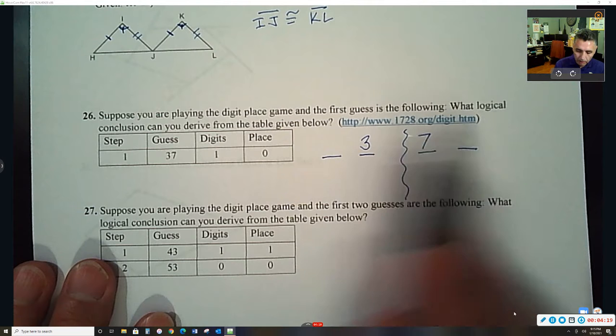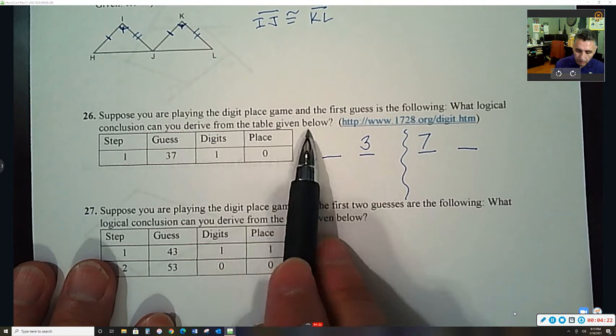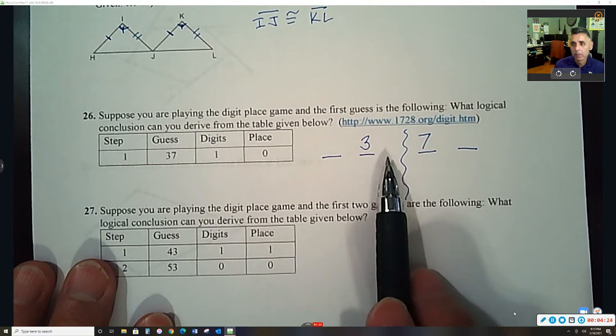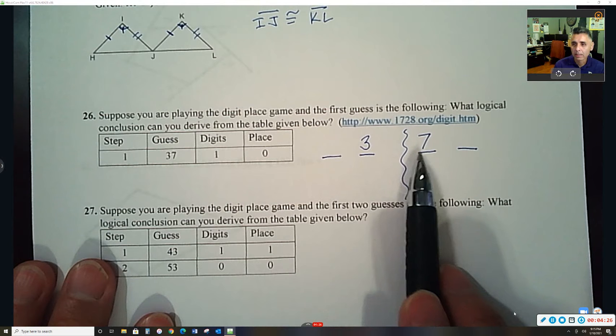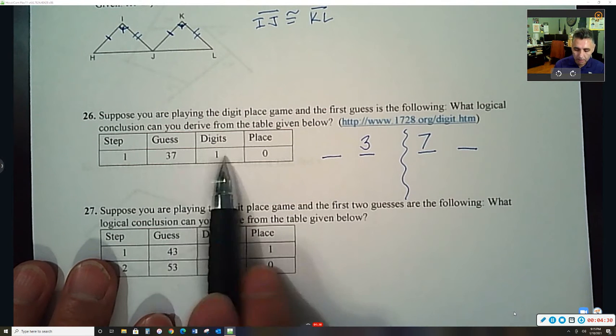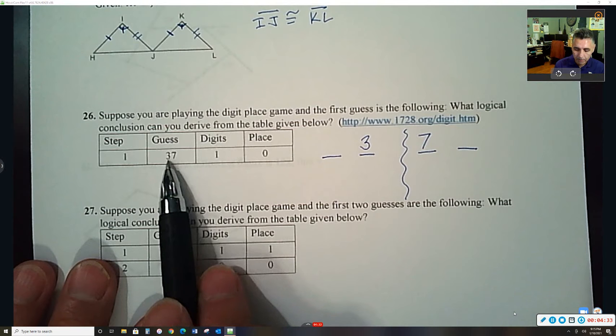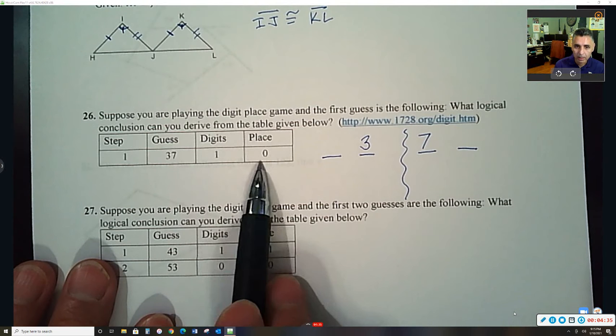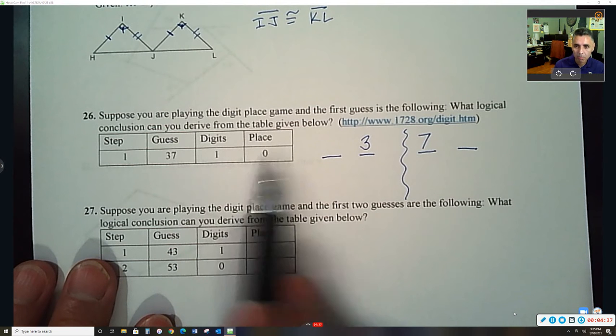So then it says, what logical conclusion can you derive from the table below? We know the number is either going to begin with a 7 or it's going to end in a 3 based on this guess. Because I know one of these numbers is correct, but it's not in the right place. So just switch them.